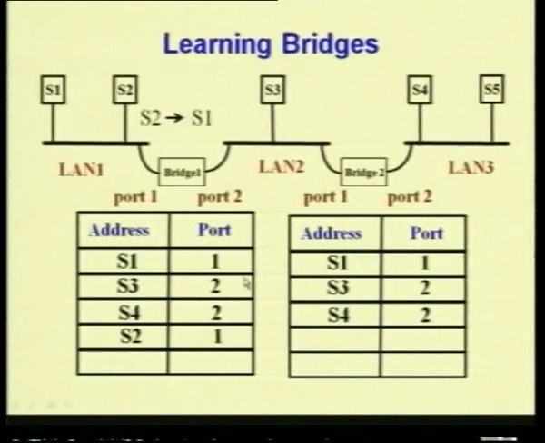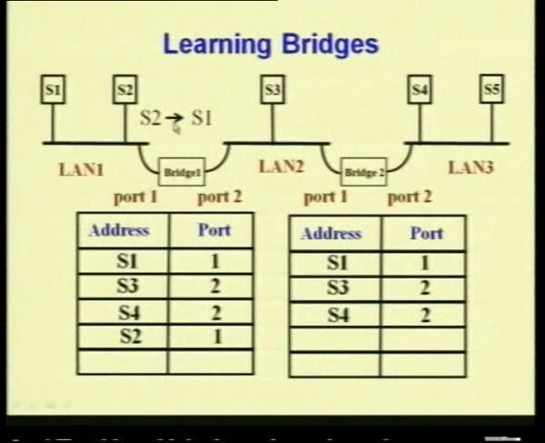Now let us say I have one more transmission. This is an example of how it has learned information. Now let us say there is a transmission from S2 meant for S1. Look at what will happen here. S2 will be received by bridge 1 on port 1. Now it already has information that S1 is located on port 1 itself, which means it is located on the same LAN which is connected to port 1.